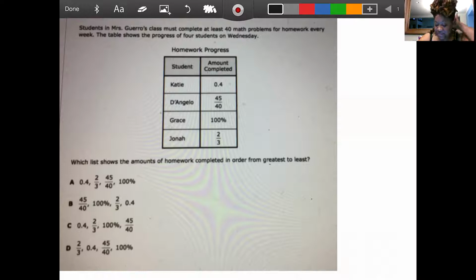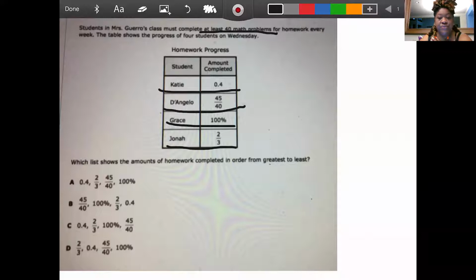Students in Mrs. Goro's class must complete at least 40 hours of math problems for homework every week. The table shows the progress of 4 students on Wednesday. So Katie completed 4/10 of the assignment. D'Angelo completed 45/40ths of the assignment. Grace completed 100% of the assignment. Jonah completed 2/3 of the assignment. Which list shows the amounts of homework completed in order from greatest to least? So the biggest number to the smallest.